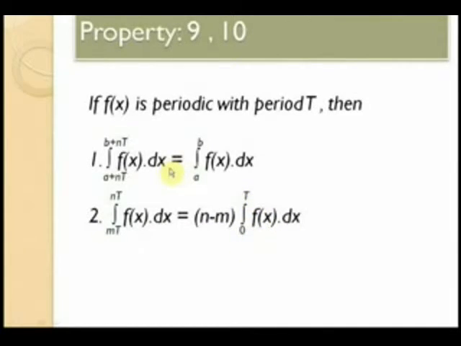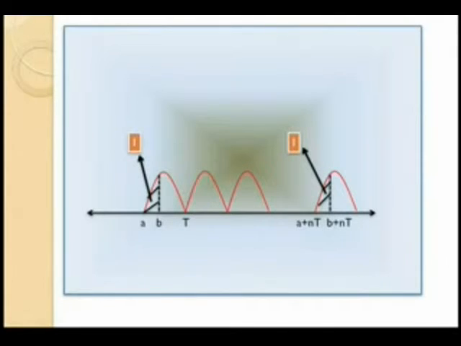So if f(x) is a periodic function with period T, then we have got two properties. The integral of f(x) dx from a + nT to b + nT is equal to the integral of f(x) dx from a to b, and the integral of f(x) dx from mT to nT is equal to (n - m) times the integral of f(x) dx from 0 to T. So let's try to understand these two properties. Now we know that f(x) is a periodic function, so the period is T. Now this is the graph of f(x).